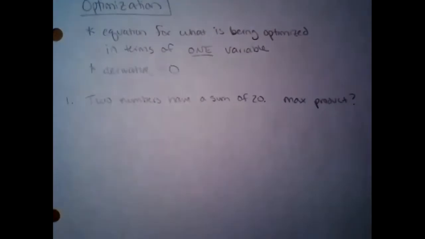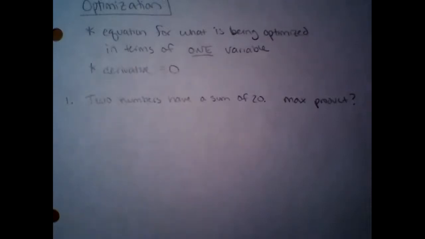So let's try a few of these. We'll give you a chance to write this down. It says two numbers have a sum of 20. The question is, what is their maximum product? Okay, Joseph wrote the answer. Can I work it out though so that you guys can learn how to do the problems if they're slightly more complicated than this one?